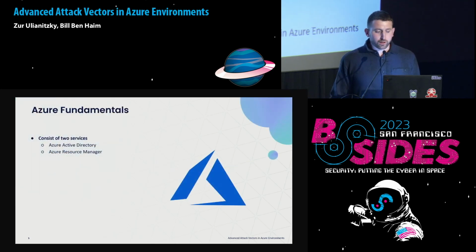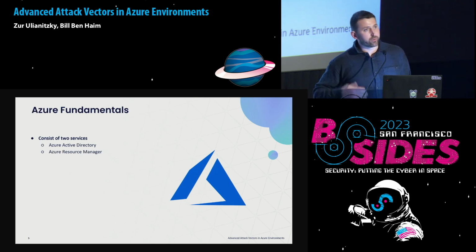Whenever we're talking about Azure in general, there are two main services that are important to understand. The first one is called Azure Active Directory. I guess most of you are familiar with it. And the second one is called Azure Resource Manager. In general, Azure Active Directory is where you manage all the different identities and principals within the Azure tenant. Those can be users, groups, applications, service principals, managed identities, and so on. And within Azure Resource Manager, you usually manage different infrastructure services provided by Microsoft, such as virtual machines, storage accounts, databases, and so on.